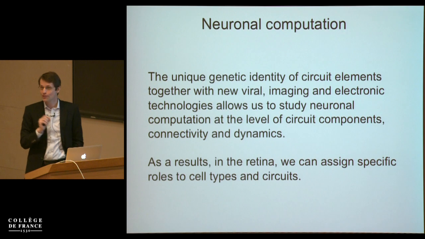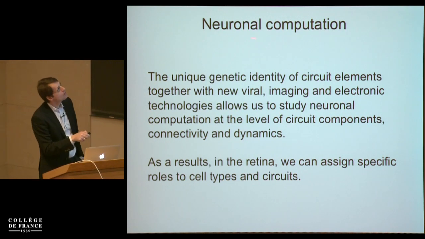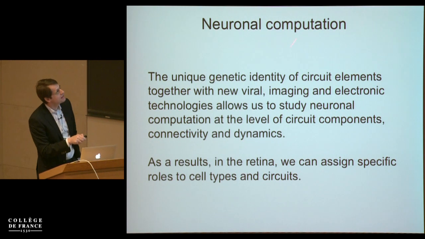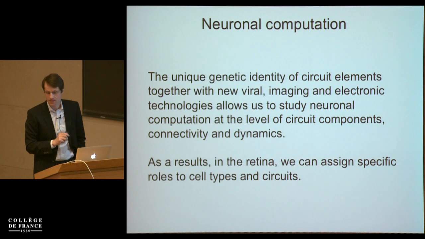So before we go to who cares, I'd like to summarize that we have seen a neuronal computation. The unique genetic identity of circuit elements, together with viral, imaging, and electronic technologies, allows us to study neuronal computation at the level of circuit components, connectivity, and dynamics. And as a result, in the retina, we can assign specific roles to cell types and circuits.